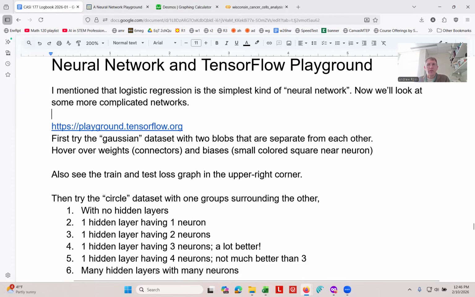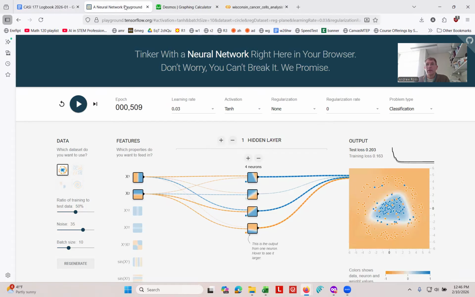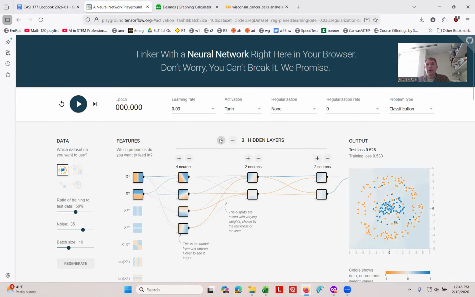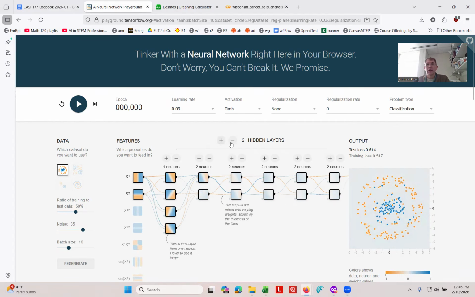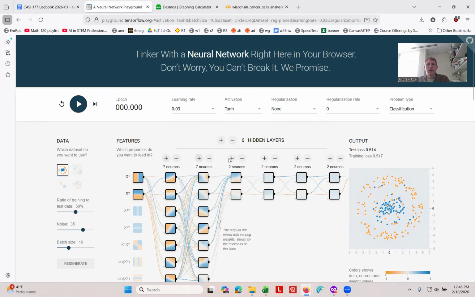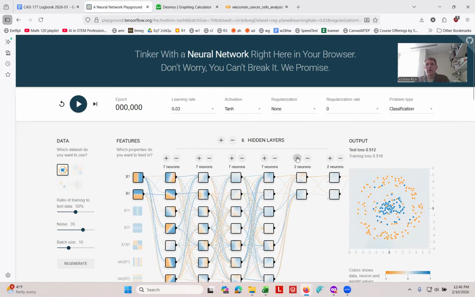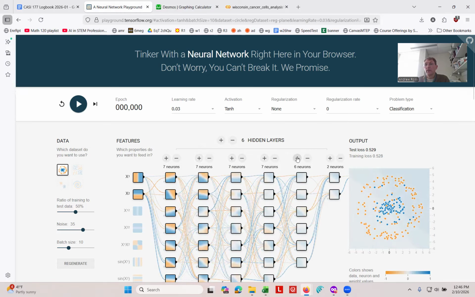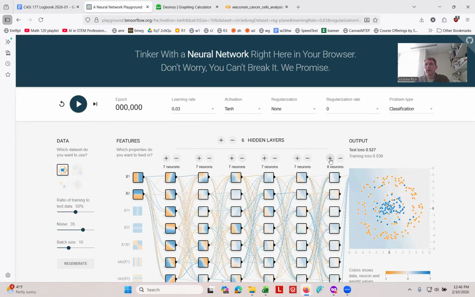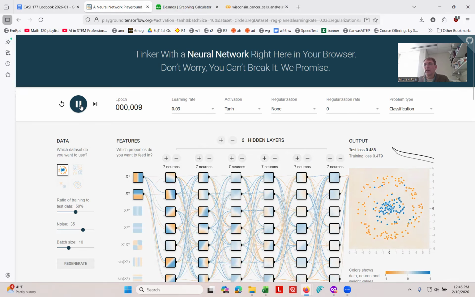What if we tried many hidden layers with many neurons? Like we can just bump up the number of hidden layers here, and go with like 7 neurons in each one. I don't have any particular reason for that. So this is giving the model a lot of flexibility. It's like fitting a very high order polynomial, but not the same. And we can say, go ahead and train on that.